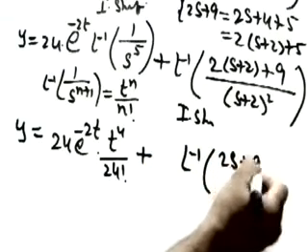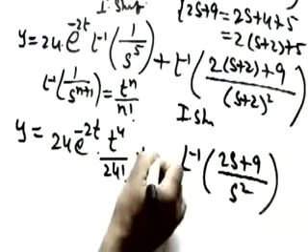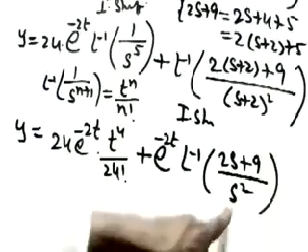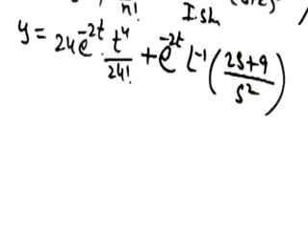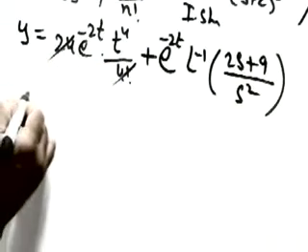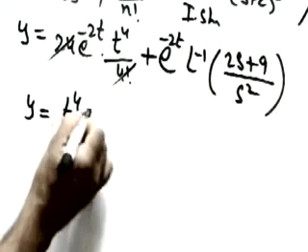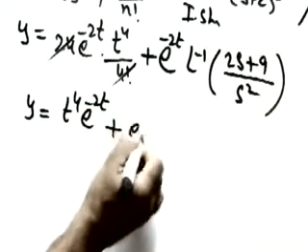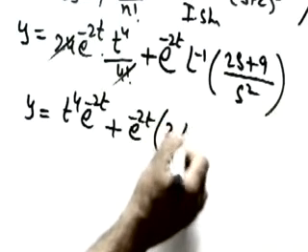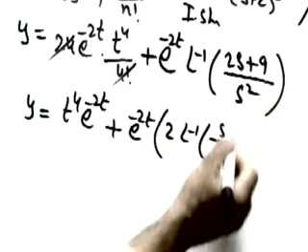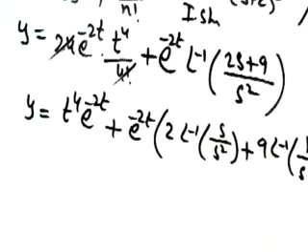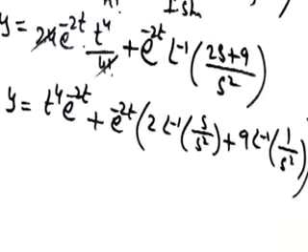Now use first shifting here. If you use first shifting, s plus 2 will become s, giving (2s plus 5) divided by s square, and with that we multiply e power minus 2t, since a is minus 2 here, we must change the sign. Now separate this; it will become the formulas. Here you have 4 factorial, which is 24, so 24 will get cancelled. Y equals t power 4 e power minus 2t plus e power minus 2t into, separating this, take out 2 outside, Laplace inverse of s by s square plus 5 outside, Laplace inverse of 1 by s square. So we are left with just 2 steps.